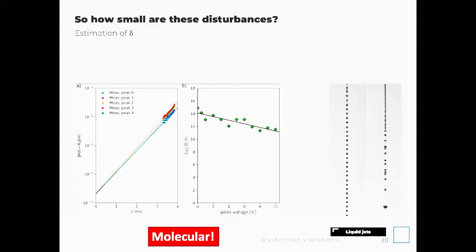Another way of doing it is if we use our droplet train with the piezo, we can slowly decrease the amplitude of the piezo to go from a perturbed system and a nice droplet train to an unperturbed system, and then again extrapolate. Yeah, and so this is again plotted in this logarithmic ratio of the jet diameter to the initial perturbation. And again, here we find something that is only compatible with a molecular scale.